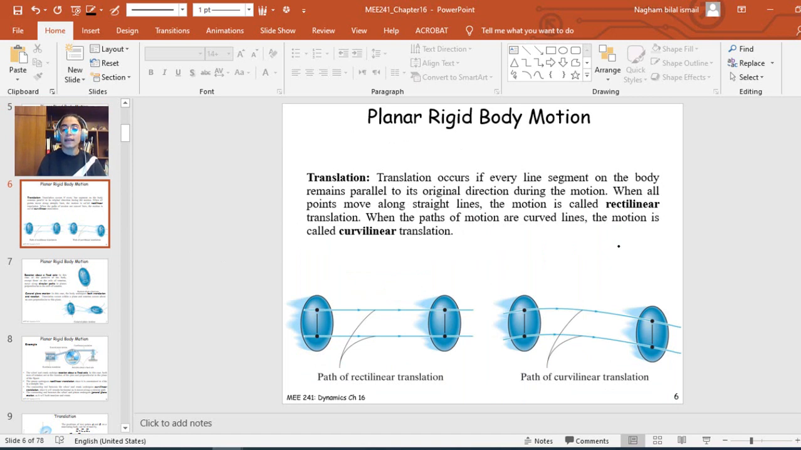So as we said, translational motion could be rectilinear, could be curvilinear translation, and in this case, every line segment on the body remains parallel to its original direction during the motion. Since it's parallel in the same direction and it's already constant in magnitude, since this is a rigid body, then I can say that AB is constant in vector form.